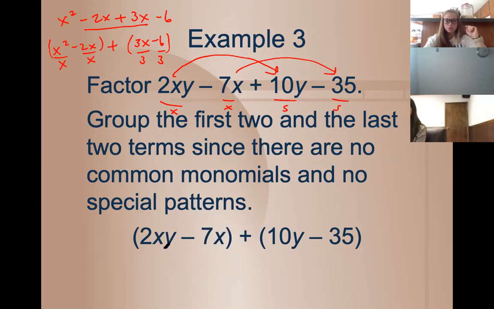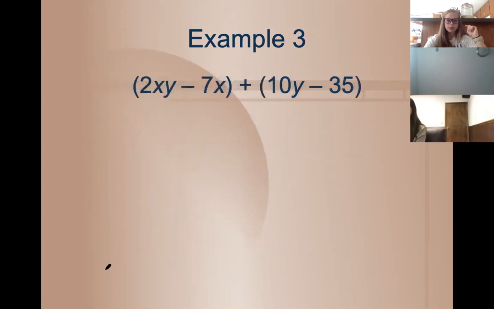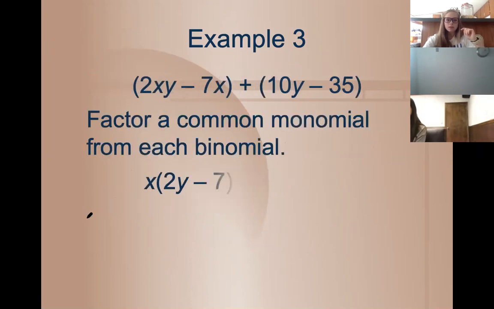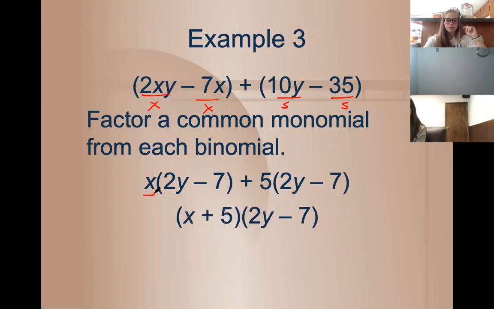So here we go. What can I factor out of these two terms now? Well, I can pull out an x here. If I pull out an x here and an x here, a 5 here and a 5 here, pull out that x, I'm left with 2y. Pull out an x here, I'm left with -7. Same over here. Now notice, I can pull out a common factor of 2y minus 7. And what am I left with? 2y minus 7 times x plus 5.